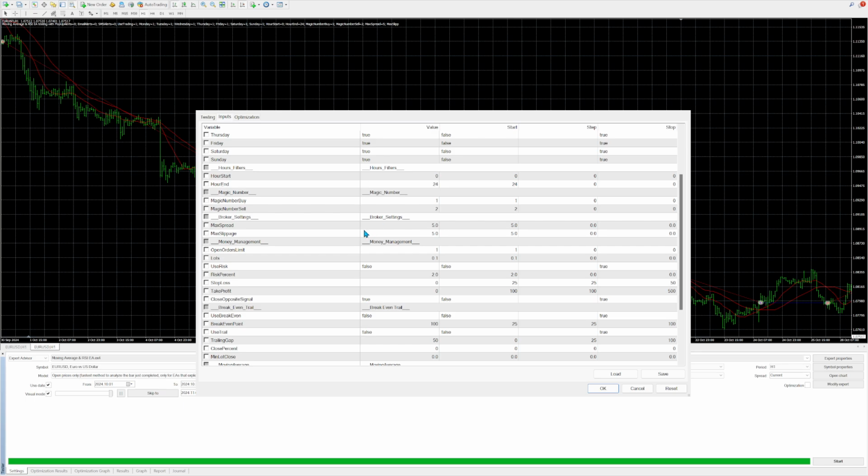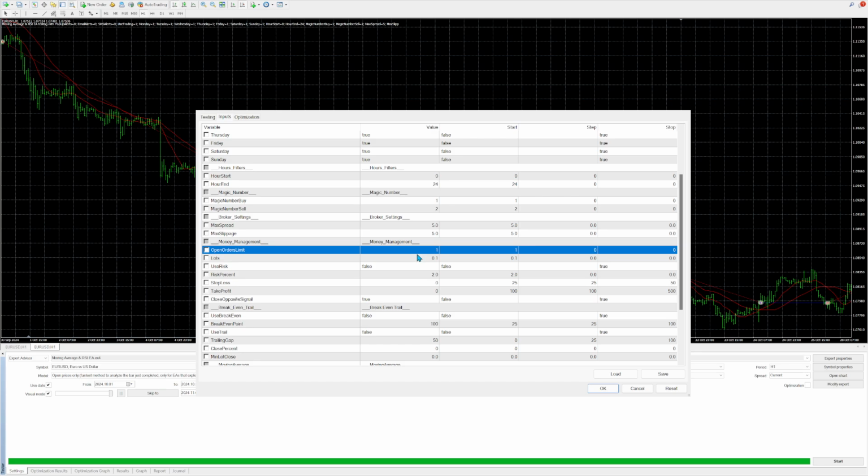So for the broker settings, you've got the maximum spread and maximum slippage. Basically, the EA will not send any alerts or place any trades if the spread and slippage are above these values, which are in pips. This is to prevent trading in unfavorable market conditions. Money management, the open orders limit is the maximum number of trades that can be open at any one time.